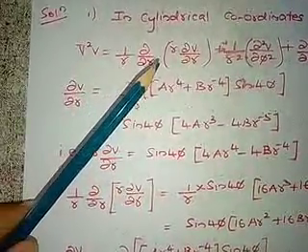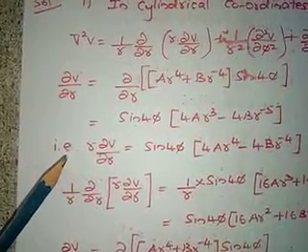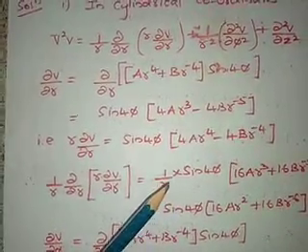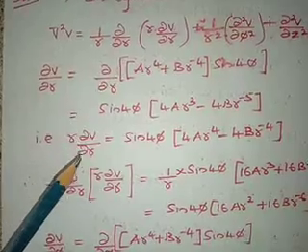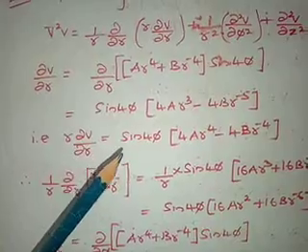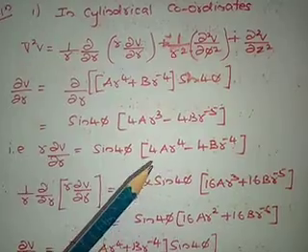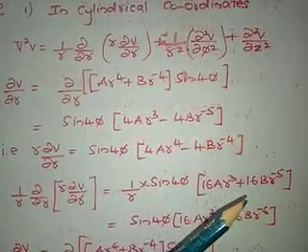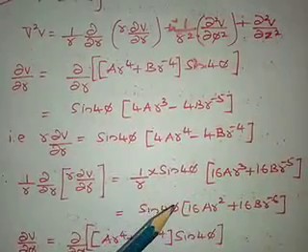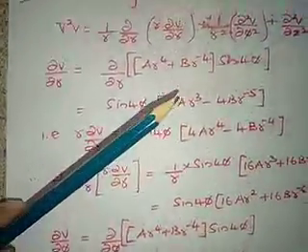Next, 1 upon R dou by dou R of R dou V by dou R. So take the differentiation of R dou V by dou R and multiply with 1 by R. So that will be 1 by R into, differentiating with respect to R, dou by dou R. Take sine 4 phi, it is constant, outside. Now differentiate only this term, 4 AR raised to 4 minus 4 BR raised to minus 4, with respect to R. It will be 16 AR cube plus 16 BR raised to minus 5. Then divide by R throughout: sine 4 phi into 16 AR square plus 16 BR raised to minus 6.